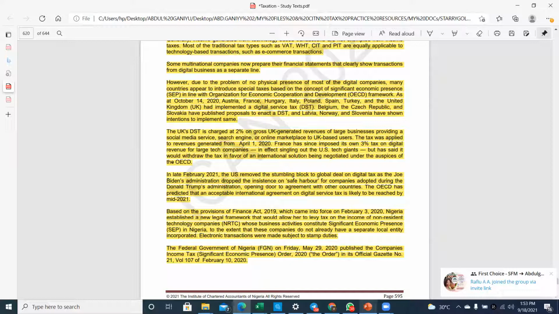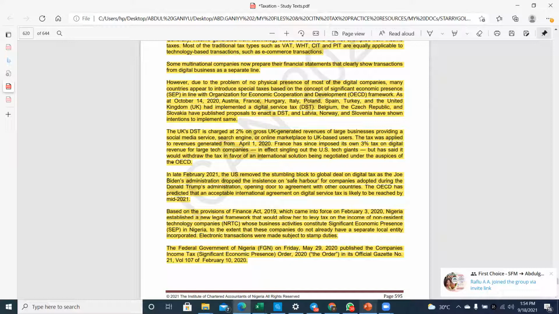Here in Nigeria, the Finance Act of 2019 introduced the significant economic presence, and this came into force on February 3rd, 2020. Nigeria established a new legal framework that would allow her to levy tax on the income of non-resident technology companies whose business activities constitute significant economic presence in Nigeria, to the extent that these companies do not already have a separate local entity incorporated. If they have a separate local entity incorporated, then this provision may not be applicable. So electronic transactions were made subject to stamp duties.